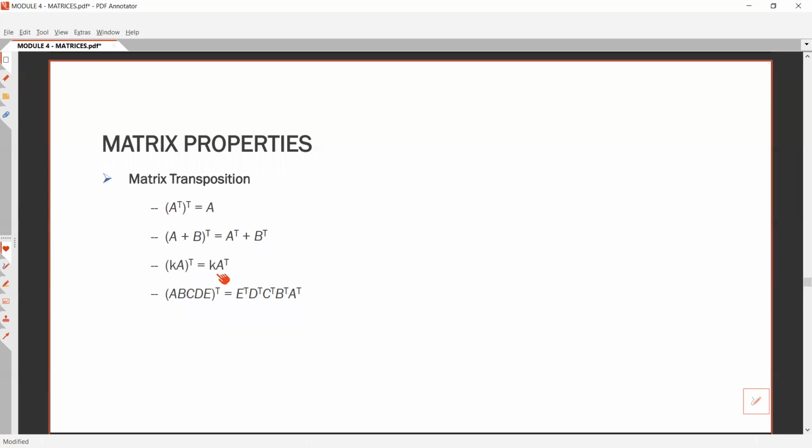A, B, C, D, E transpose is equals to E transpose multiplied by D transpose multiplied by C transpose multiplied by B transpose and A transpose. Okay? Kung mapapansin nyo, nag-reverse. Okay? Yan. E transpose, D transpose, C transpose, and B transpose. Okay. So, ito medyo magagamit natin ito throughout the course. Okay.